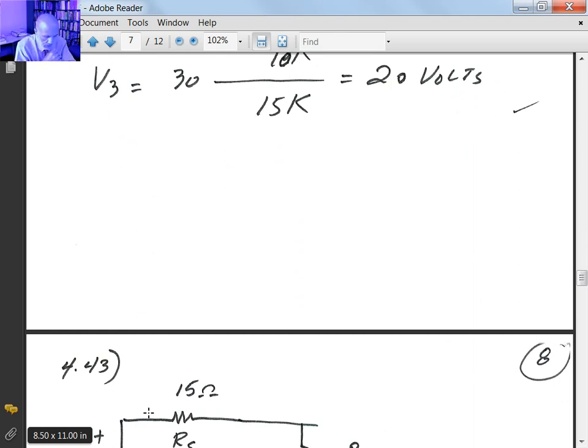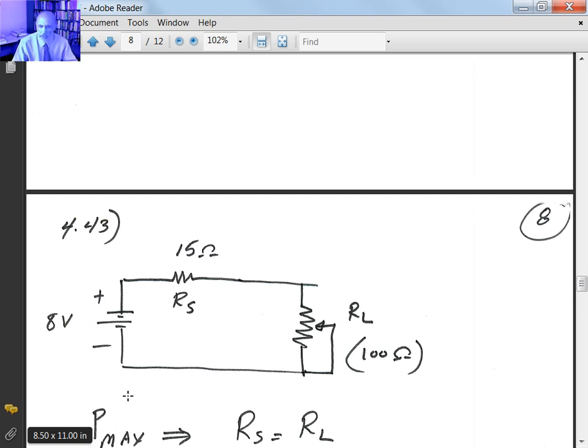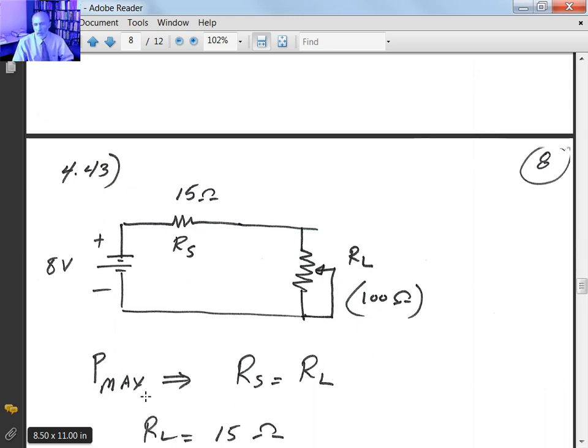Problem 43 says calculate the maximum possible value for the load power of circuits shown in figure 4.48A. This is what they have in figure 4.33A. We talked about this.